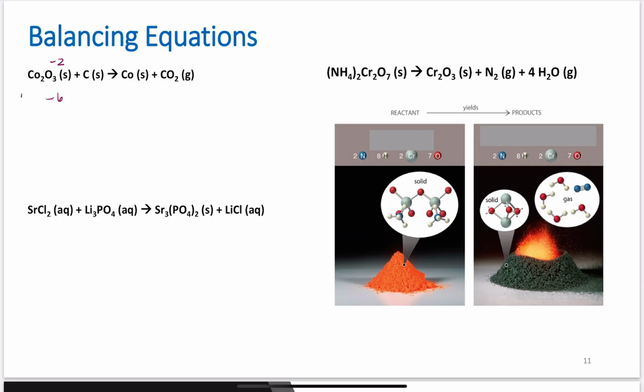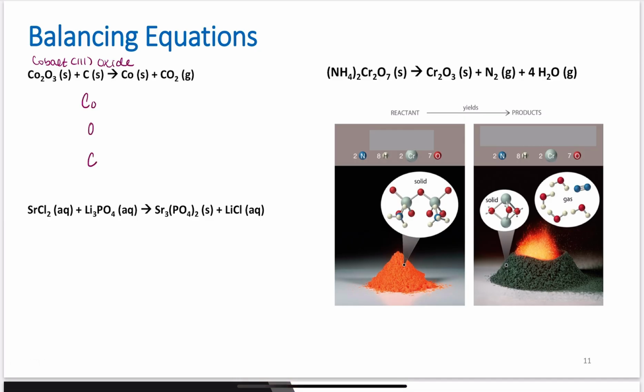There's overall three of them, so -6, meaning the two cobalts have to have a +6 charge overall. So this cobalt is a +3. So I will call this cobalt 3 oxide. Cobalt 3 oxide reacts with carbon to form cobalt metal. When it's just a solid form, you just call it what it is, it's just a metal, and then carbon dioxide.